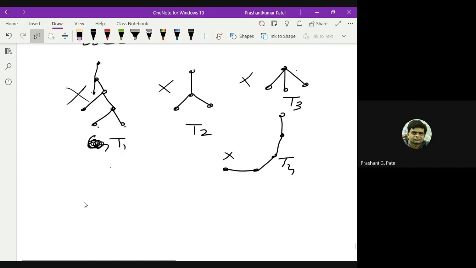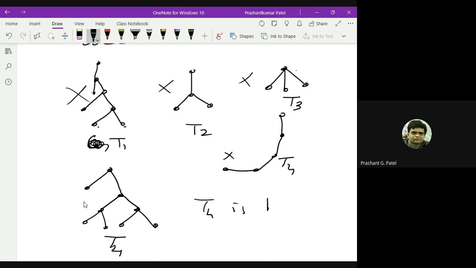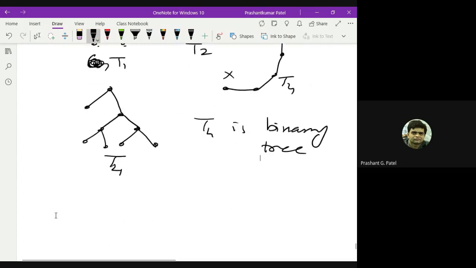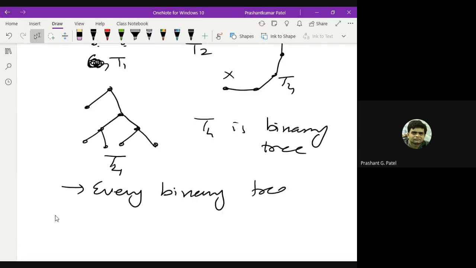So I can draw an example of a binary tree like this. This is an example of a binary tree. I can draw it like this also. So T4 is a binary tree, not all the others. They are not examples of a binary tree. Okay. One should note that every binary tree is a rooted tree. So that means every binary tree has a root.